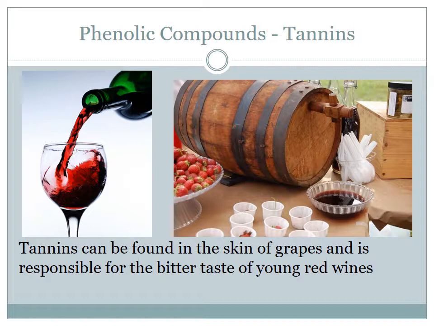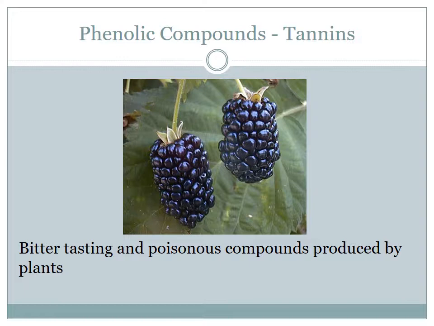If you were to take grapes and press them, allow them to ferment, young red wines are very, very bitter because of these tannins. These tannins can also be found in blackberries. There are two kinds of blackberries in the world, exactly two kinds of blackberries. Sweet, delicious blackberries and horribly bitter blackberries. And you can't tell the difference by looking at them.